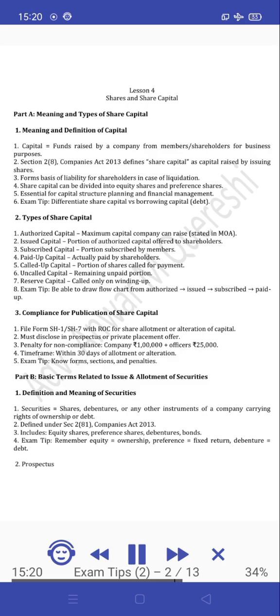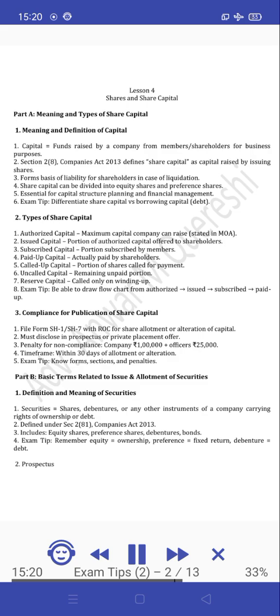3. Subscribed capital. Portion subscribed by members. 4. Paid up capital. Actually paid by shareholders. 5. Called up capital. Portion of shares called for payment. 6. Uncalled capital. Remaining unpaid portion. 7. Reserve capital. Called only on winding up. 8. Exam tip. Be able to draw flowchart from authorized to issued to subscribed to paid up.